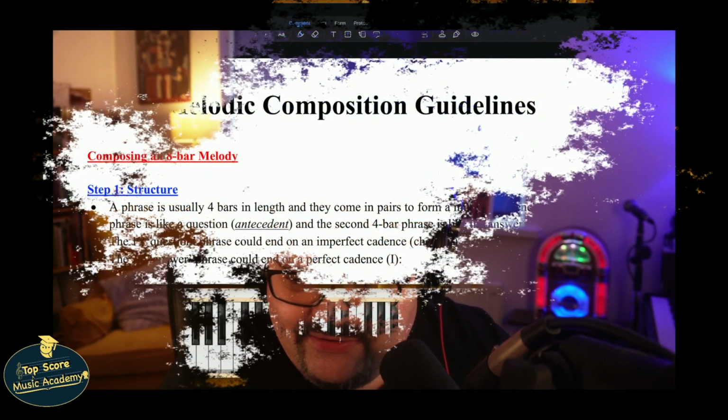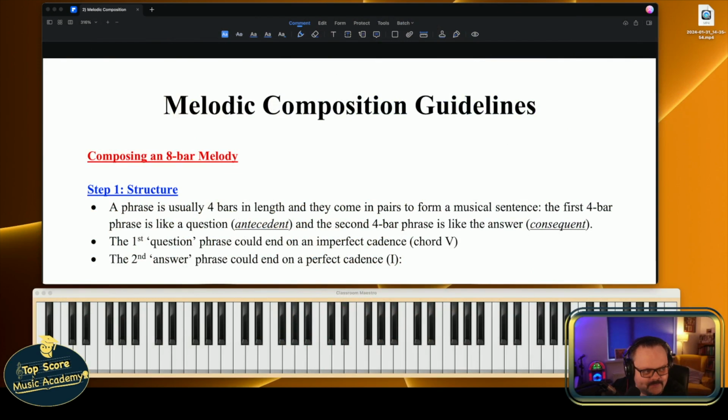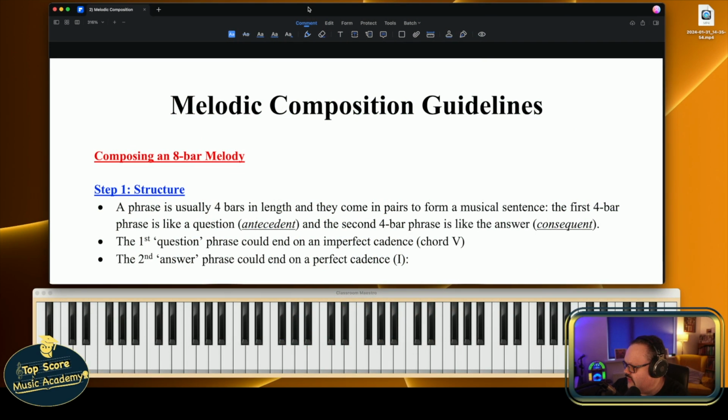What guidelines are there for melodic composition? So let's just open up that handout if I share my screen. Okay, so here is the handout, Melodic Composition Guidelines. We're going to be focusing on 8-bar melodies. 8-bar melodies are probably a better structure to use when you're composing for the first time.